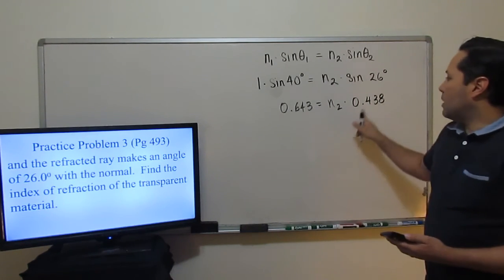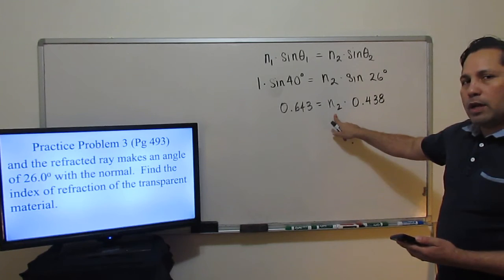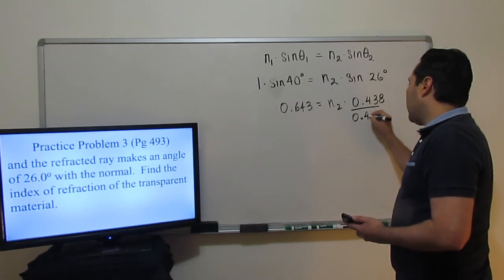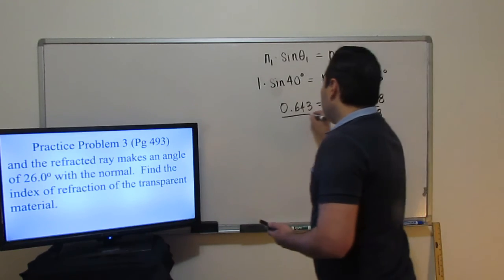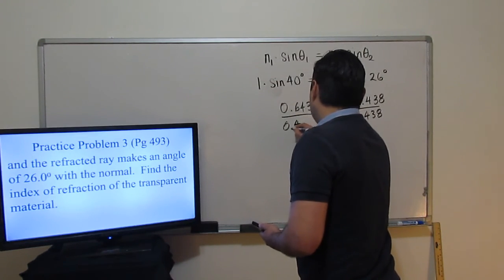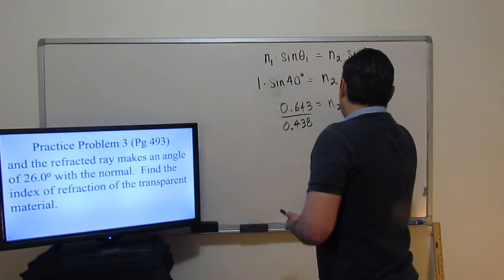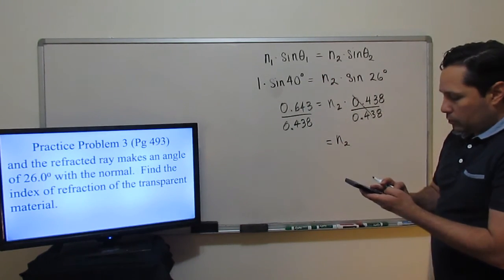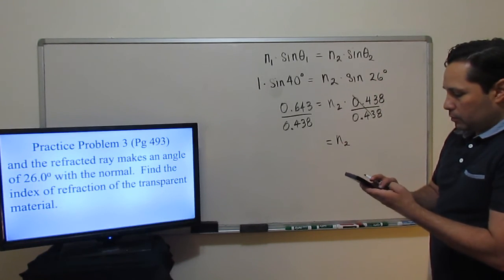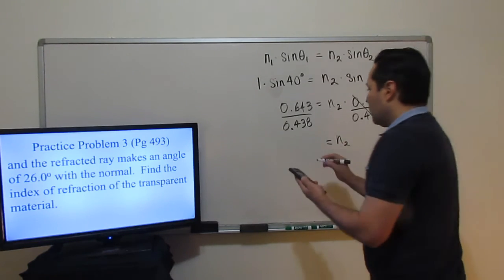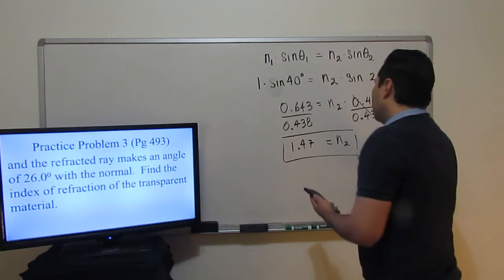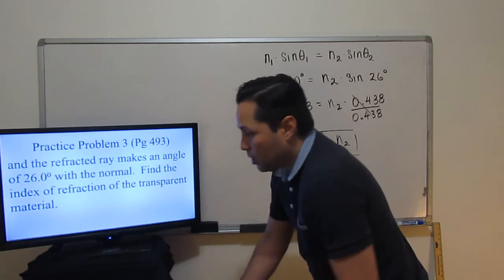And on this side, sine of 26 gives us 0.438. Next I want to isolate the n, so I'm going to go ahead and divide by 0.438, so that way it will go away. And what I do to one side I have to do to the other. That gives us 1.47. That is the index of refraction of our material.